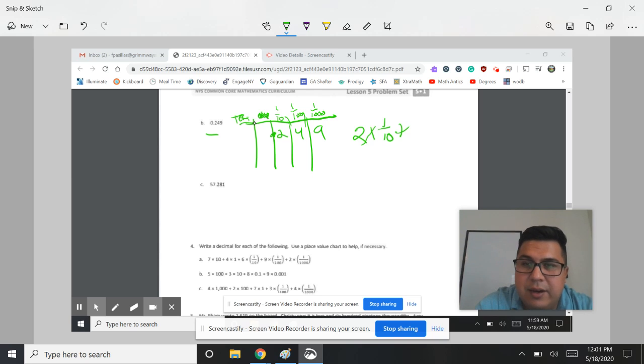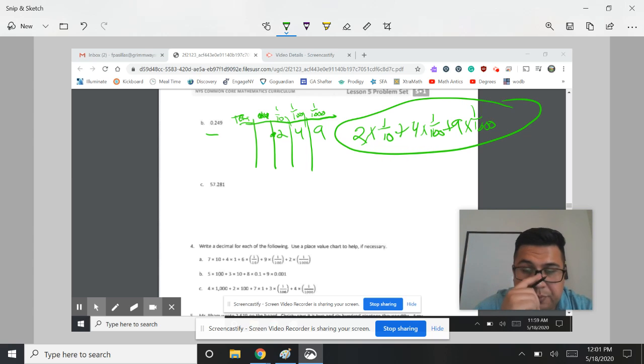Plus, we have another digit in there, which is 4, and that 4 is in the hundredths spot. So we would say 4 times 1/100. And we have our last digit right here, which is in the thousandths, 9. 9 times 1/1000. And that would be your answer in expanded form.